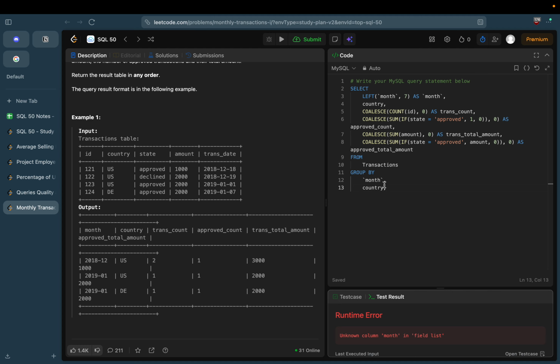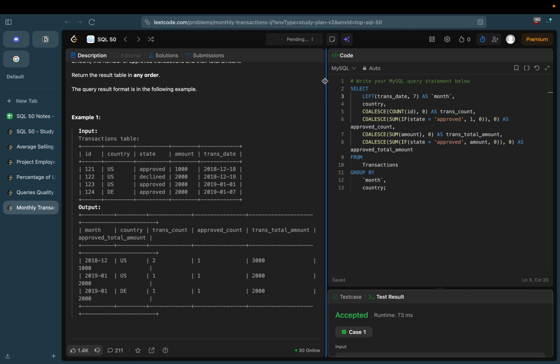Unknown column, let me have a look what's happening over here. Oh, alright, the column in the source is not called month, it's actually called trans date. I'll just need to fix this, and the resulting column must be called month. So this should work out. Giving this a shot. Accepted. Let's submit it and see.